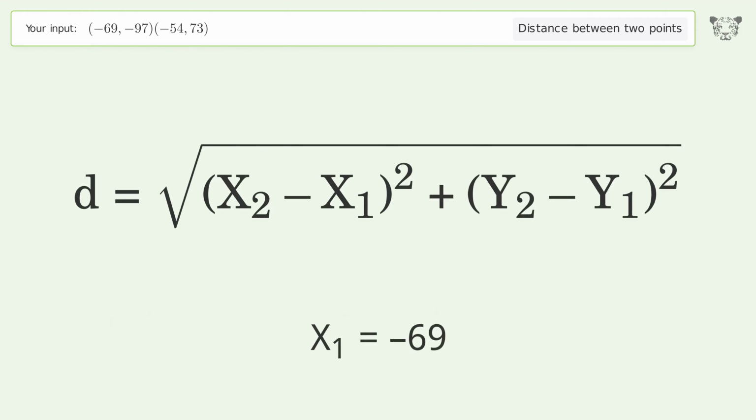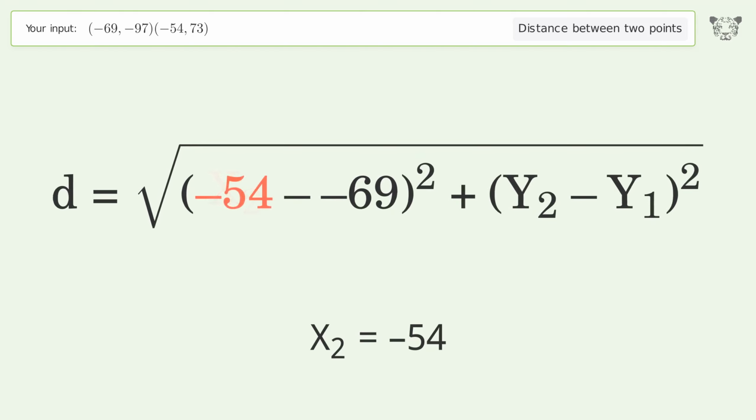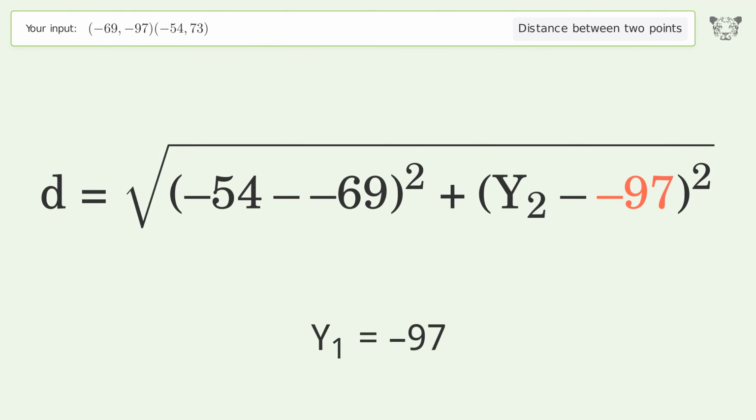x1 equals negative 69. x2 equals negative 54. y1 equals negative 97. y2 equals 73.